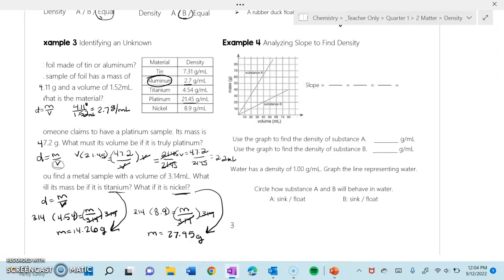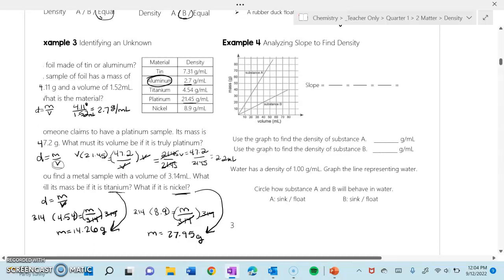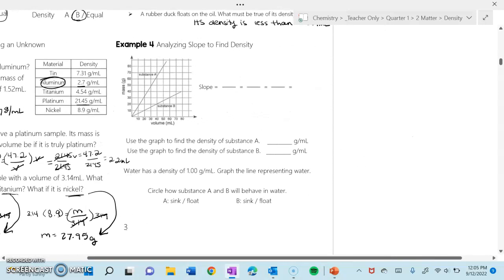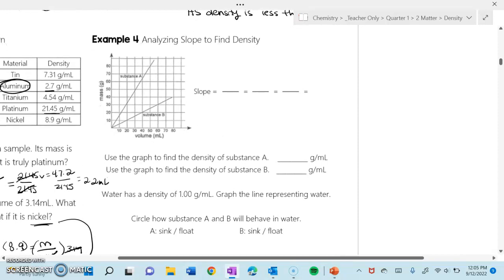So there's another application of density. We can use it to identify an unknown, or find the mass and volume of a sample that we do know its density, if we have the other option, whether it's volume or mass, because that ratio will always be constant. Our last application of density is to analyze the slope of a graph to find density.